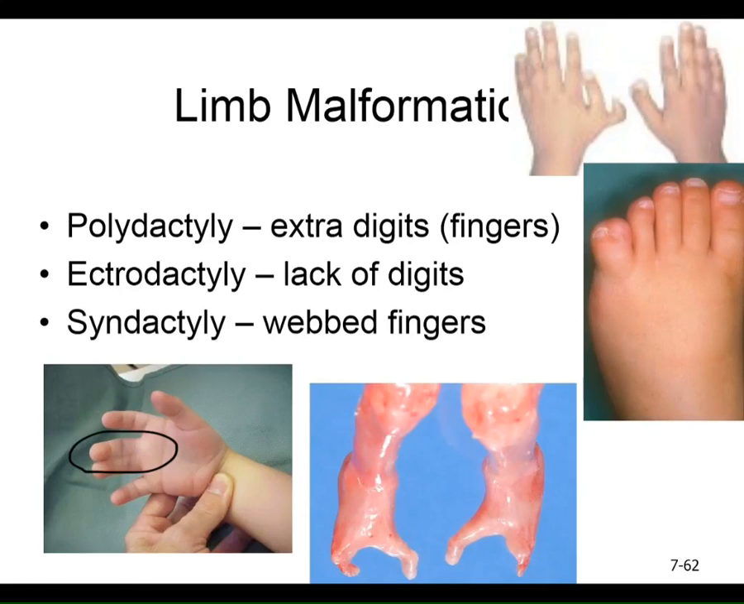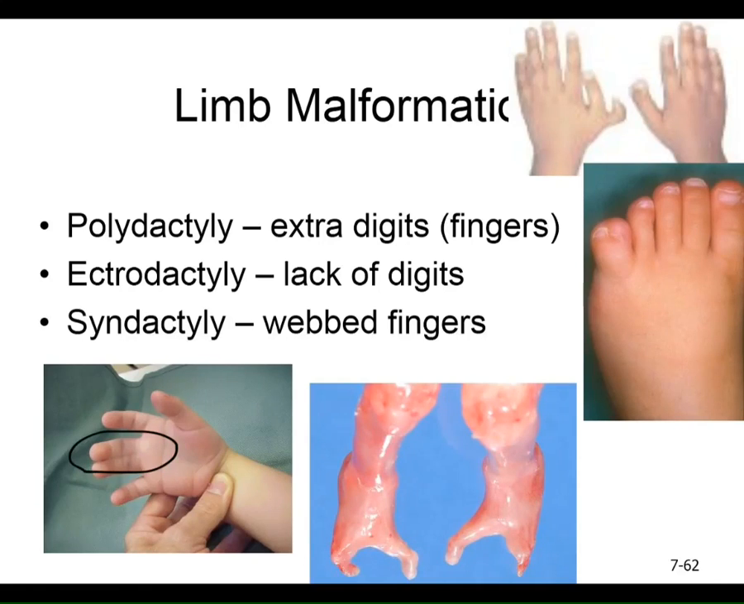So as the hands were being formed between the 5th and the 10th week of human development, remember that picture I showed you? 5, 6, 7, 8, 9, 10? During that time, the hand goes from being a paddle to having distinct fingers. And apoptosis, cellular death, occurs to separate those fingers. So it didn't go right.